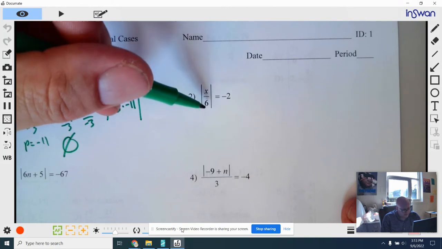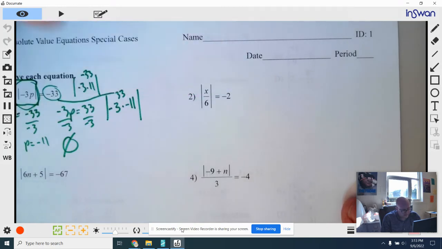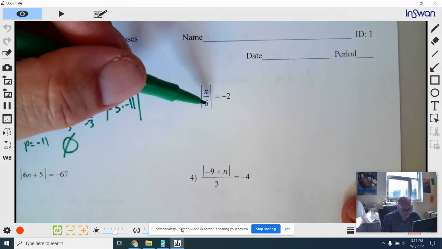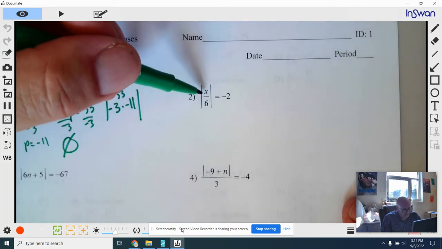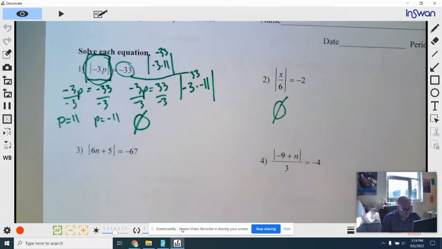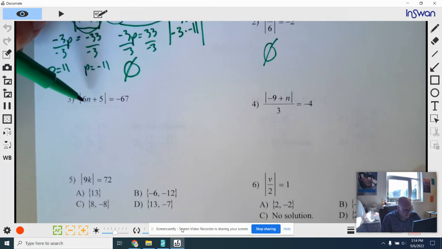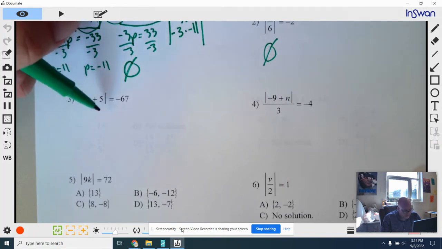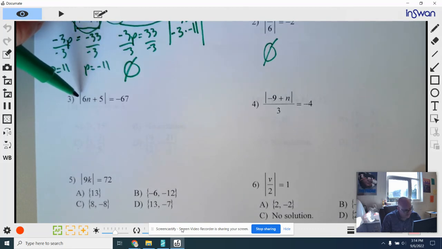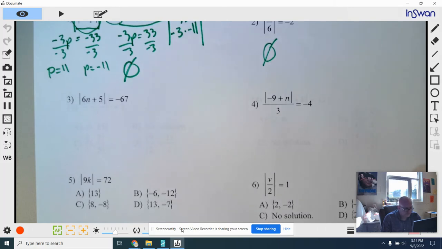Okay, looking at number two. Again, we see x over 6. The absolute value bracket is isolated, and yet it equals a negative number. So again, there's no way that you can do it. There's no number divided by 6, take the absolute value of, will equal a negative 2. So again, we say the answer is no solution. Okay, number 3. Here we have a problem where it's a two-step, but the absolute value bracket is still isolated. Again, if it is isolated and it is equal to a negative number, that's no solution.